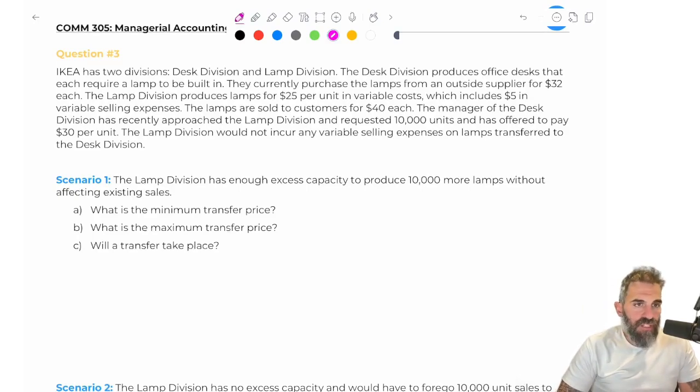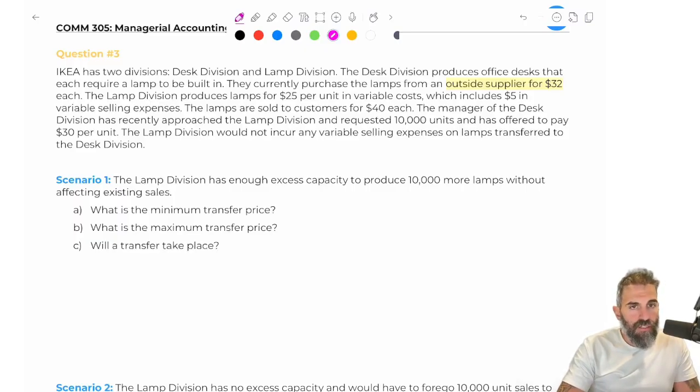IKEA has 2 divisions, the desk division and the lamp division. The desk division produces office desks that each require a lamp to be built in. They currently purchase the lamps from an outside supplier for $32 each, freight. Okay, this is important. The outside supplier's price is your maximum transfer price. Remember that. The outside supplier price is the maximum transfer price. That's how you find it. So you don't actually have to calculate it.